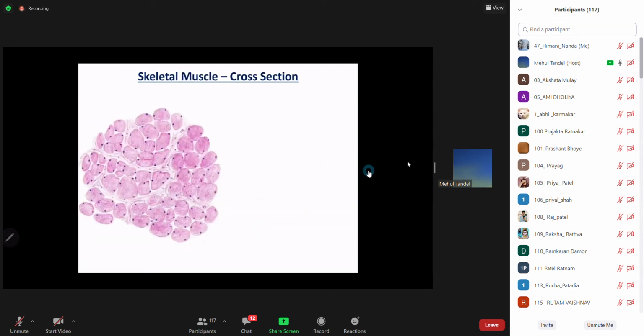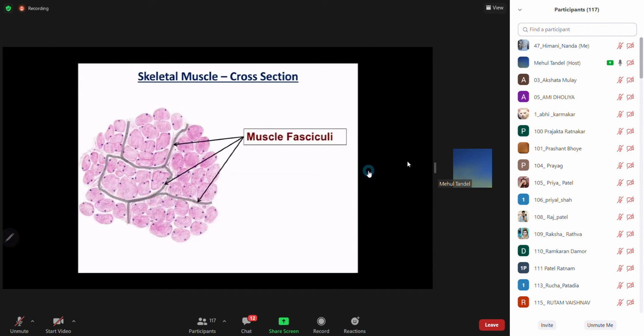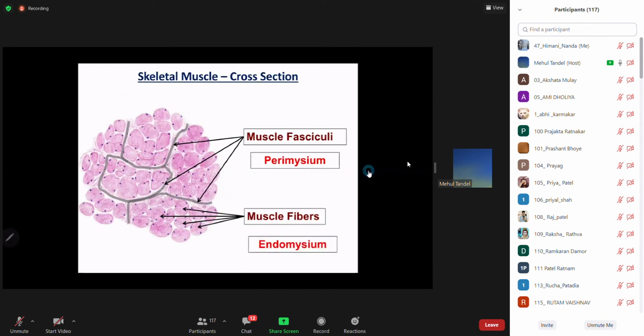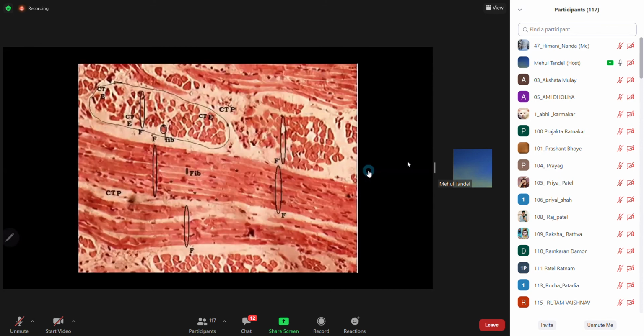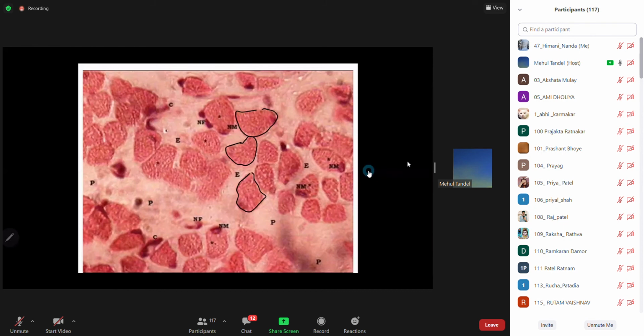And these are the connective tissue. Individual muscle fibers are connected to form the muscle fasciculi, covered by the perimysium. Each muscle fiber is surrounded by the endomysium, and the entire muscle is surrounded by the epimysium. These are the peripheral nuclei. This is the perimysium covering the muscle fasciculi. This is the endomysium covering the individual muscle fiber.